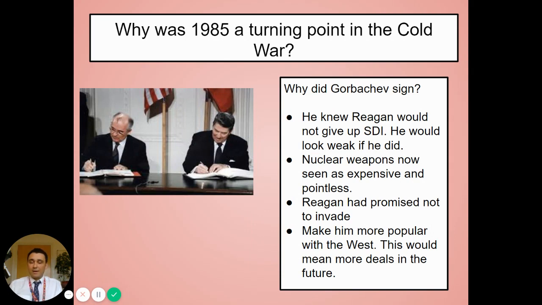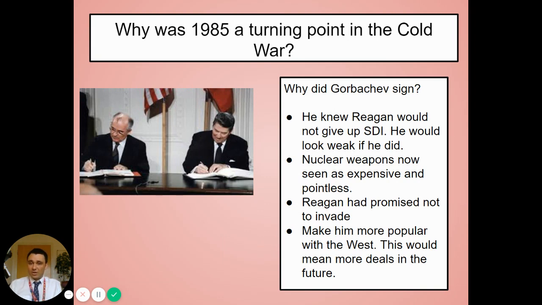Nuclear weapons had now seemed expensive and pointless, especially when you remember Chernobyl the year before showing the dangers of nuclear technology. Reagan had promised he wasn't going to invade Russia, and Gorbachev believed that. He believed Reagan had no intention of starting a second Cold War, and this was shown by him reducing nuclear weapons. Gorbachev's also clever here because he knows that this deal will make him more popular with the West, so that he will be able to make future deals.